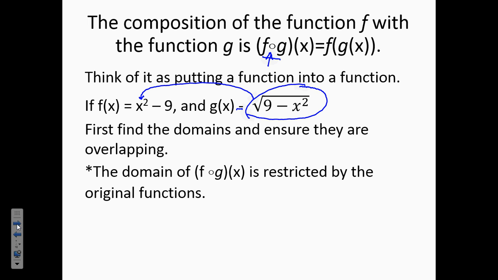Okay? Do we have a restriction on the domain here? No. All real numbers work. We can put anything in there. Okay? But what about this one? 9 minus x squared under the radical, a square root of. Can we take square roots of all numbers? Not negative ones in our real number system. Okay? So we can't take square roots of negative numbers. That means that we have to make this be positive.